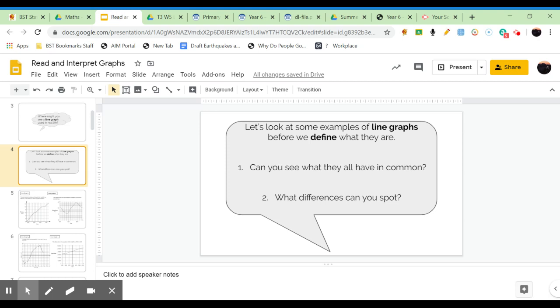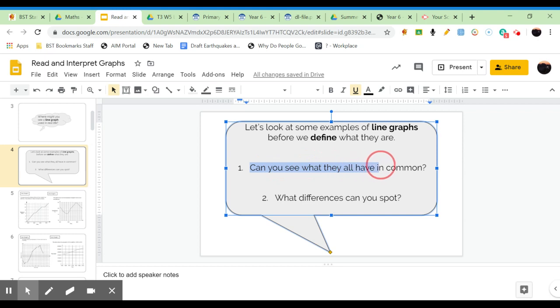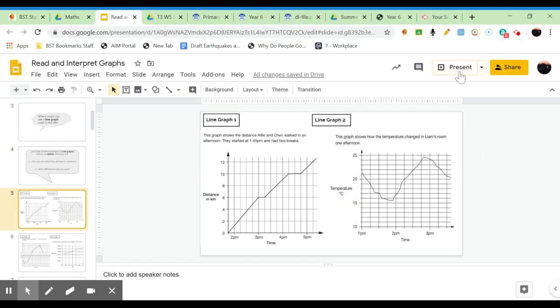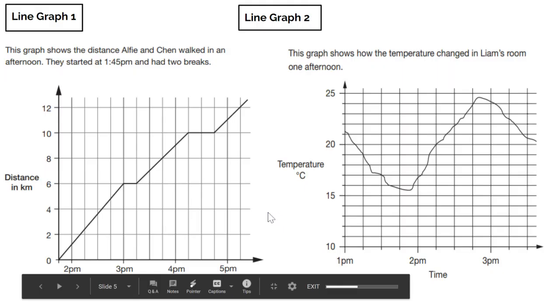Okay, so first of all, let's have a look at this question first, which is, can you see what they all have in common? So let's have a look at some of these line graphs. I'm actually going to present here, because it makes it a little bit easier for me. I would say the first thing that you can see in common is, well, there's a line. This starts at 0, but there is a line.